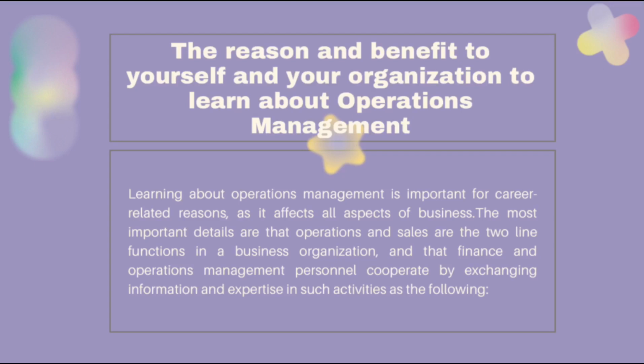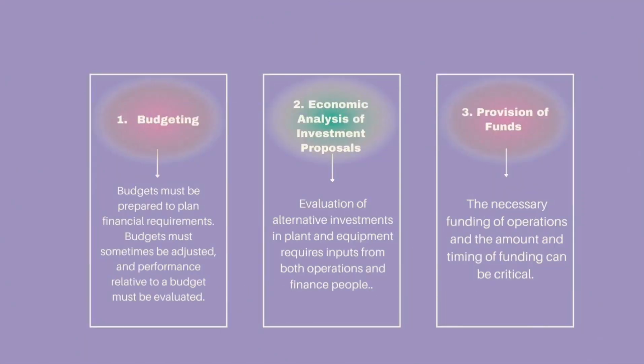Operations and sales are two line functions in a business organization, the most important detail, and finance and operations management personnel will cooperate by exchanging information and expertise in such activities. Number 1 is budgeting. Budgets must be prepared to plan financial requirements. Budgets must sometimes be adjusted, and performance relative to a budget must be evaluated. So, budgeting is one of the most challenging parts because it's all about finances, more on data. Budgets must be prepared to plan financial requirements, sometimes adjusted, and most of all, evaluated.